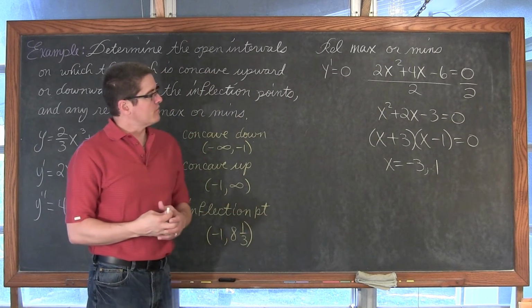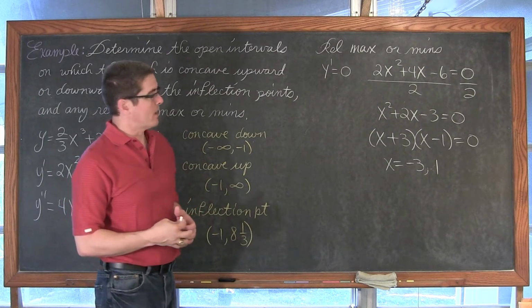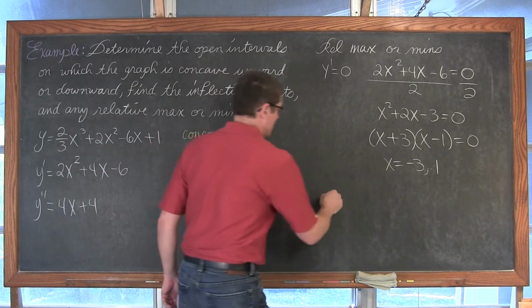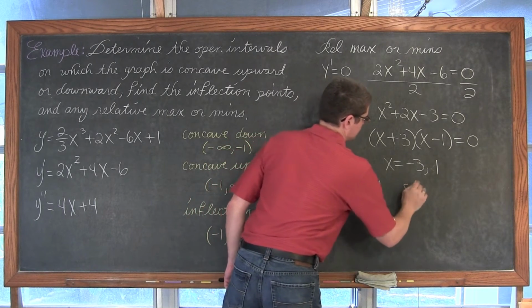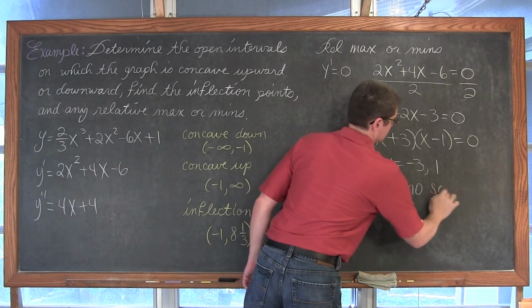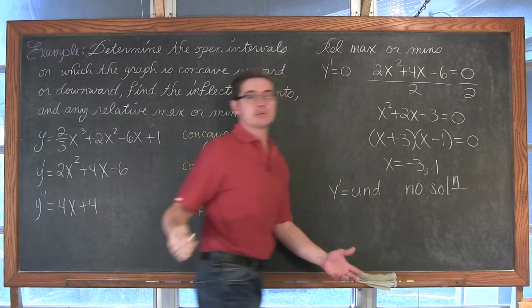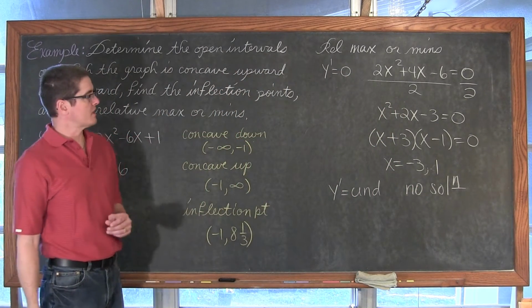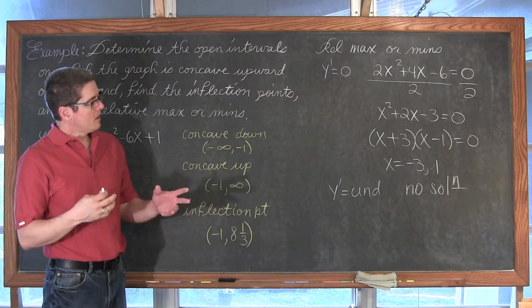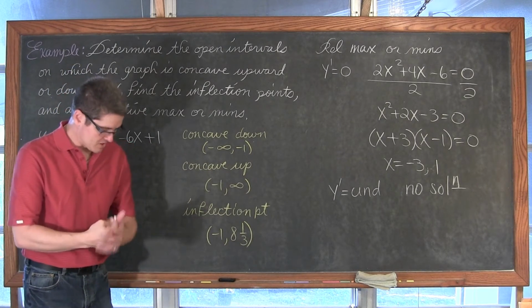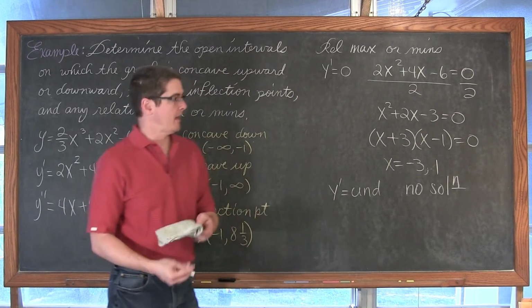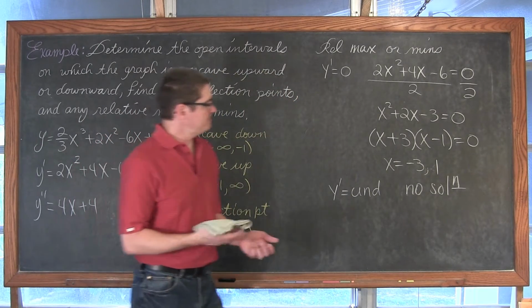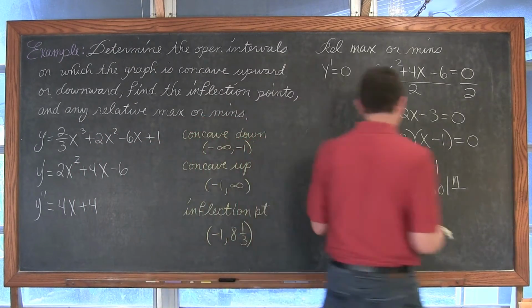Our other critical values would be for where the first derivative is equal to undefined. And for that, we have no solution. So we just need to check for relative mins and maxes at the x values of negative 3 and 1. Now, how are we going to do that?